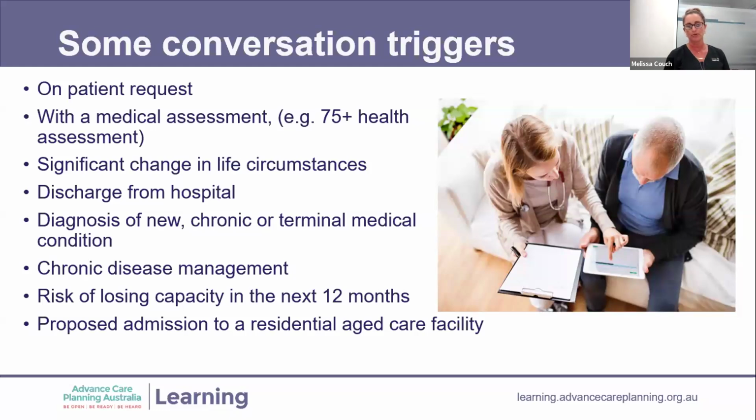Especially to the people who are at early onset dementia or at risk of losing capacity, because advanced care planning, if done on the legislated forms, then you have to have capacity to be able to do legal advanced care planning. So the earlier we can get people who are at risk of losing capacity, the better, in order to develop these documents. And as I said before, proposed admission to a residential aged care facility is a huge trigger for looking at advanced care planning.